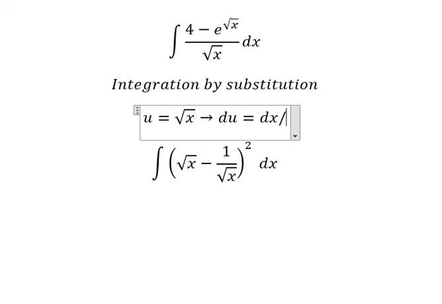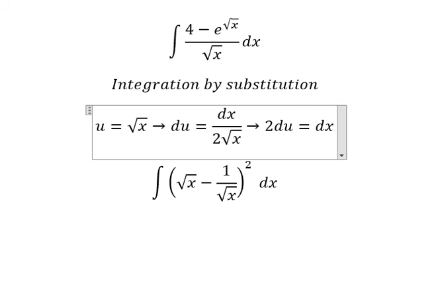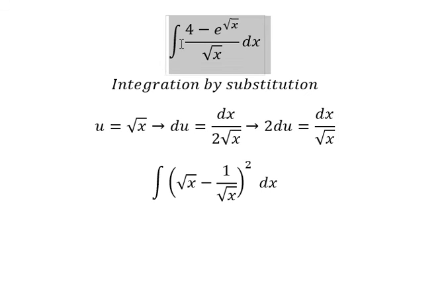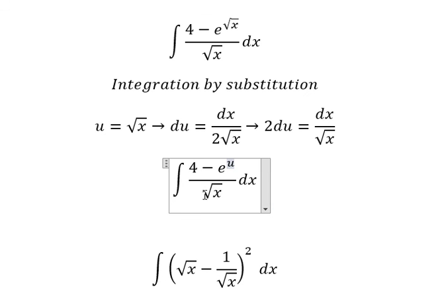We have ds over 2 times the square root of s. Because we don't have number 2 in here, we multiply both sides by number 2. So the square root of s we change for u, and ds over the square root of s we change for 2 du.